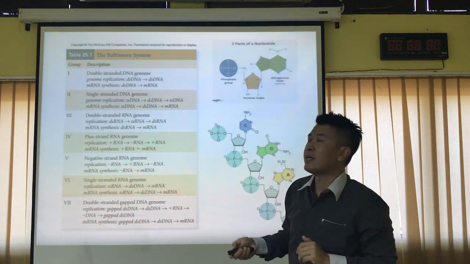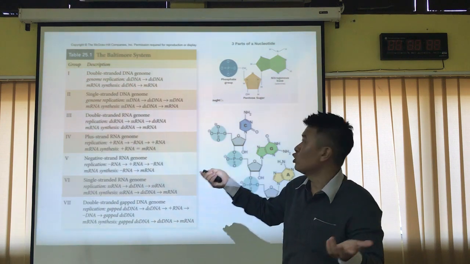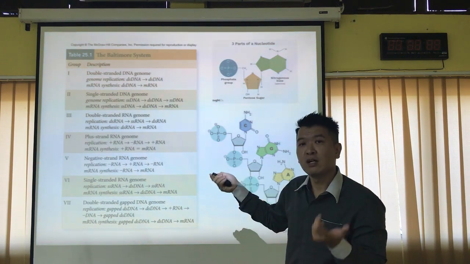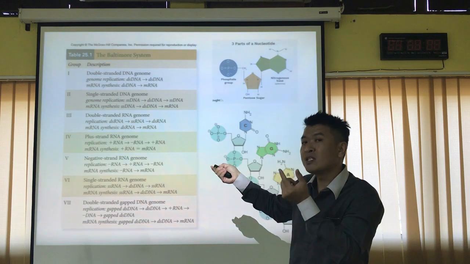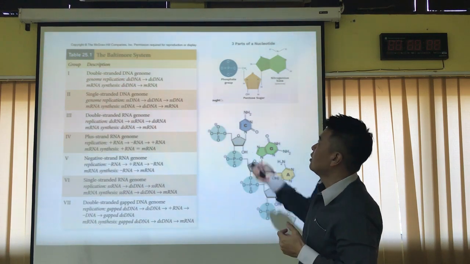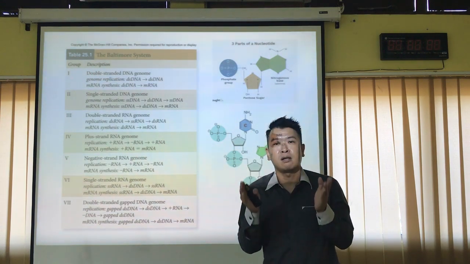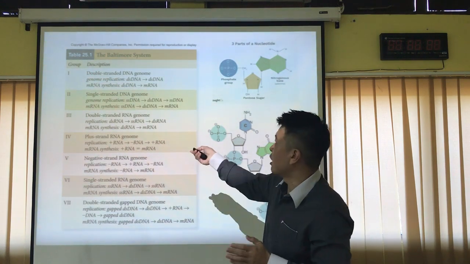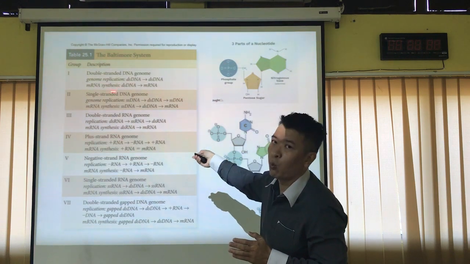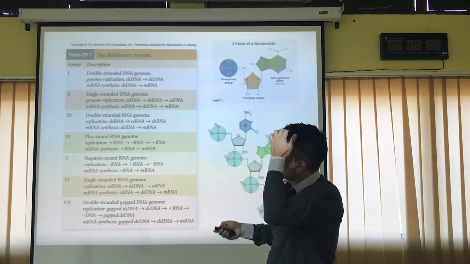What about the mRNA synthesis? For the double-stranded DNA, like I mentioned to you, mRNA is the positive strand. So what they do is they use the negative strand as a template to synthesize the mRNA. So here we can see that if the virus is a double-stranded DNA virus, it falls into group 1 of the Baltimore system. So let's look at the second group.